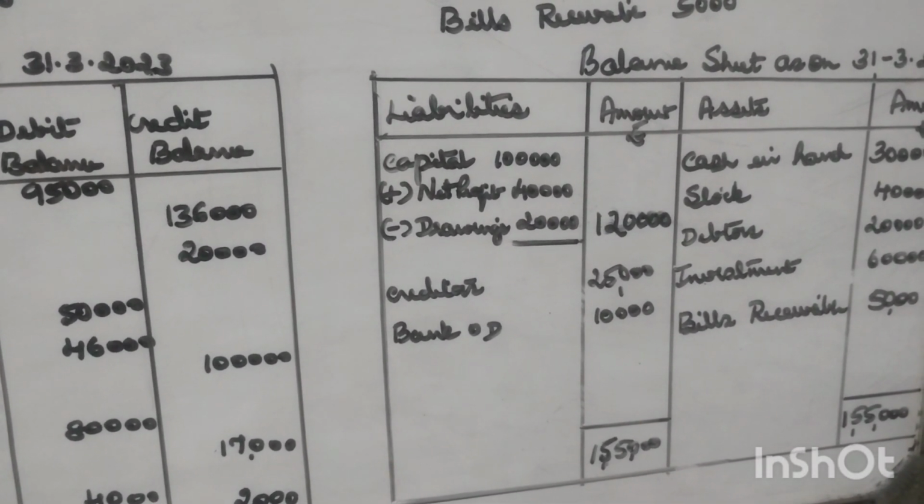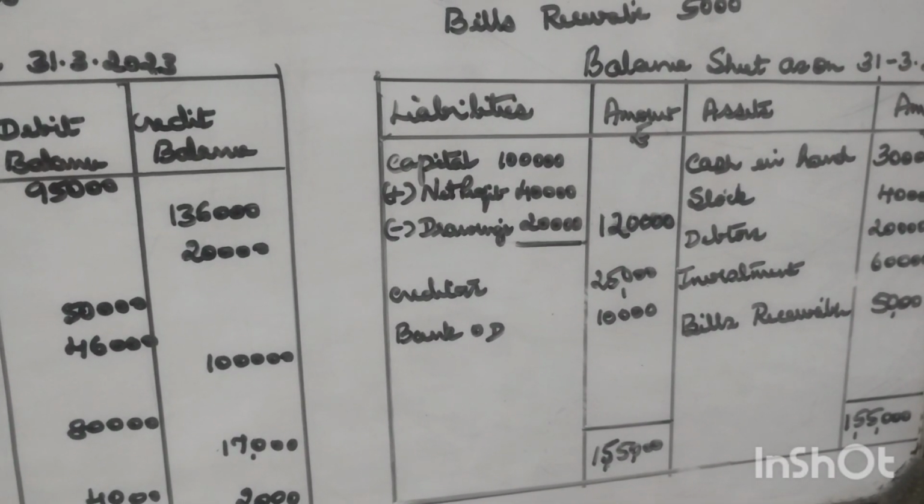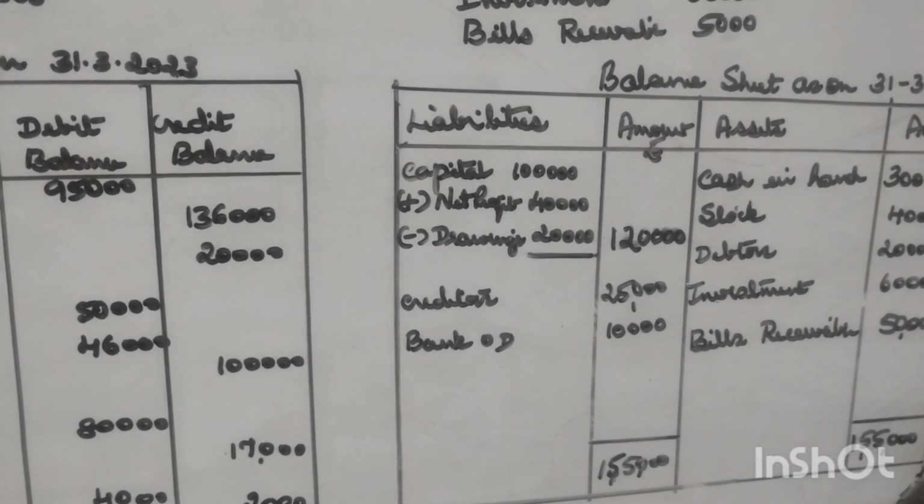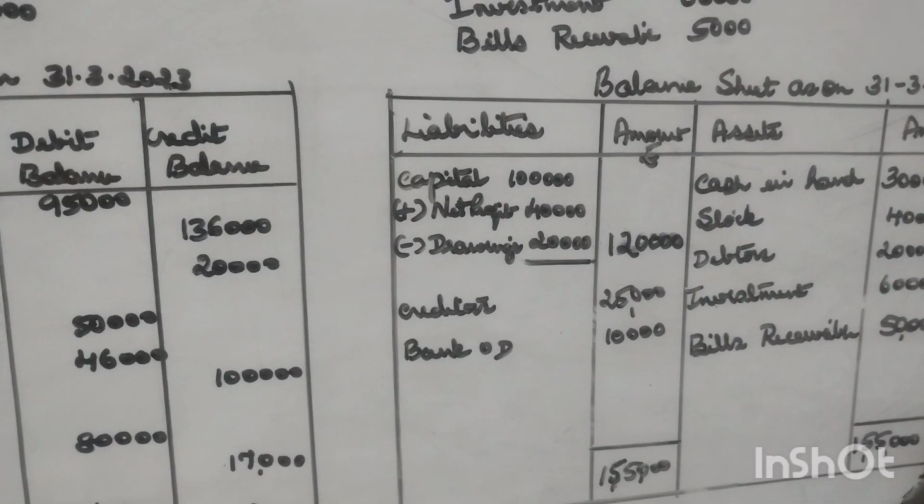So the balance sheet has to be tallied. So 1,55,000 has to be equal to 1,55,000. This is how a balance sheet must be prepared.